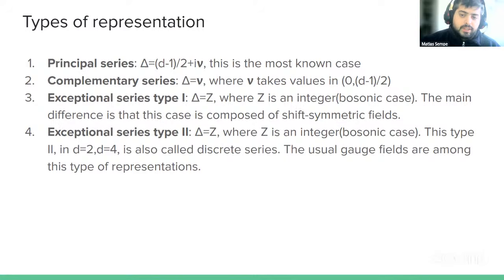We will not talk about the path integral here, but there are a lot of papers about this. So in type 2, we have the usual gauge fields. So we usually call them discrete series. But they are a little bit special when we look at the path integral in de Sitter for the discrete series. So let's move on to the next slide.